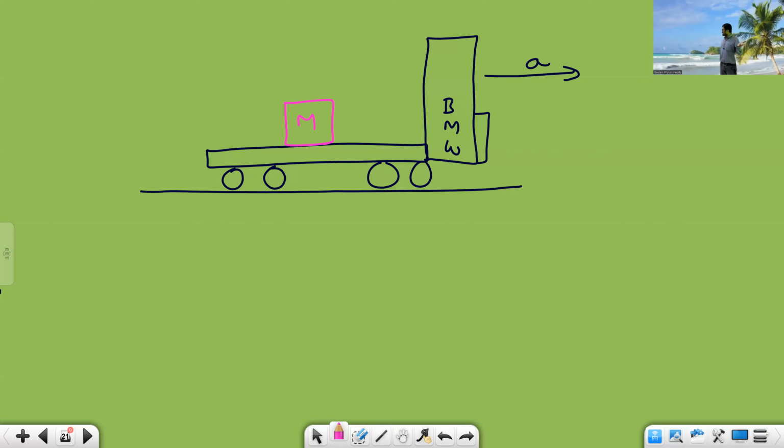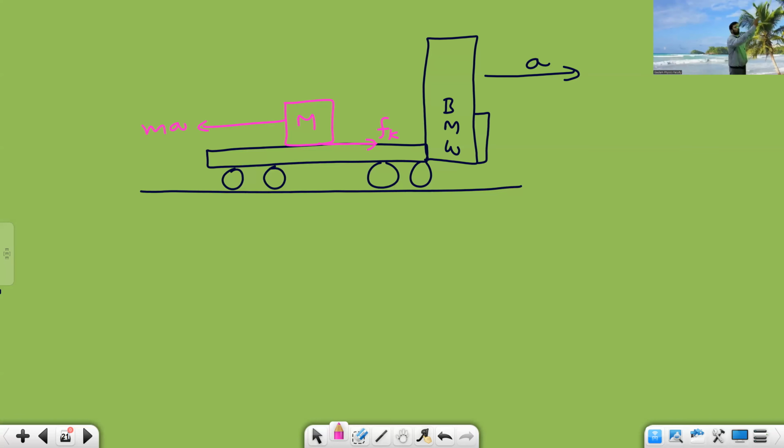Already in the last class I discussed pseudo force for you. Pseudo force, what will happen? The lorry is accelerating front, so pseudo force will act in the back direction, ma. So this is now the applied force. The pseudo force alone will act as the applied force on the block. Applied force is on the left side, so frictional force will always act opposite to the motion.